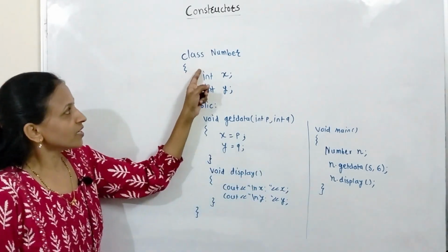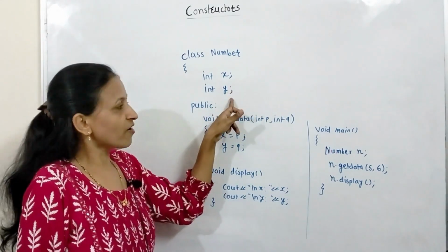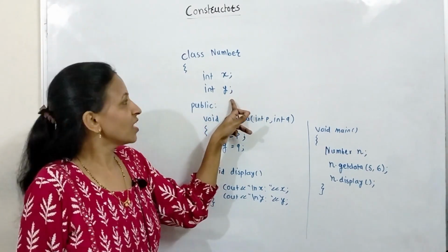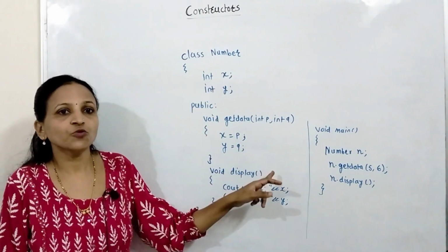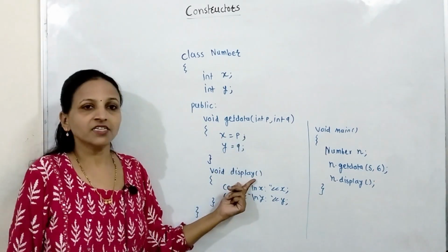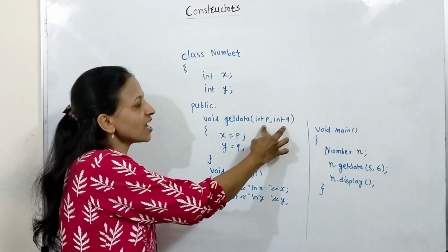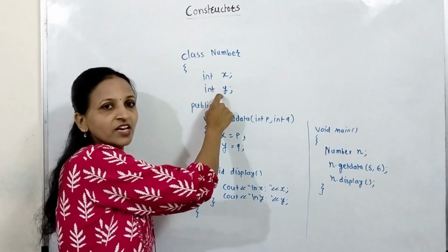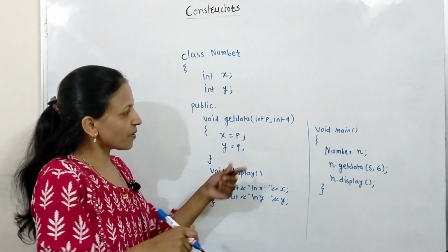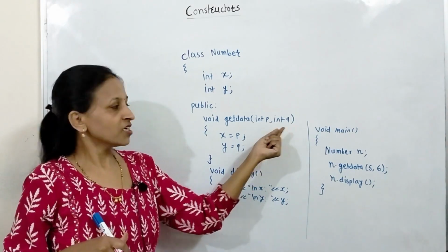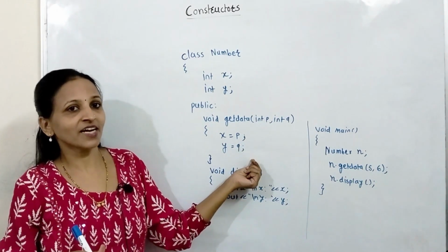Let us see. Here I have created a class Number. Inside that there are two variables, x and y. These two data members belong to the Number class. Then inside the public section I have written two member functions, getData and display. The getData member function is written to assign the initial values to these x and y data members. Whatever two parameters p and q getData takes, those values we have to assign to x and y.